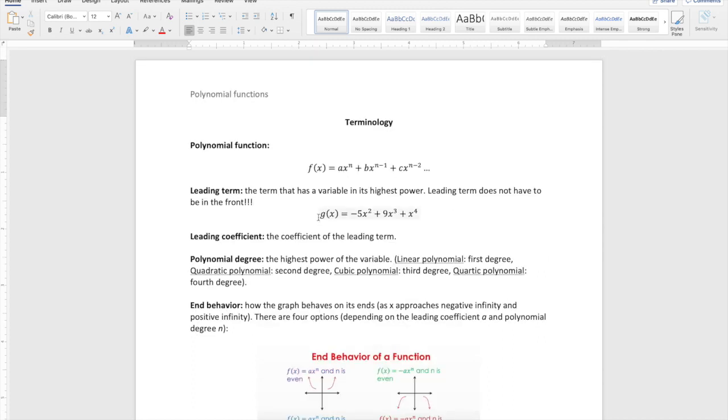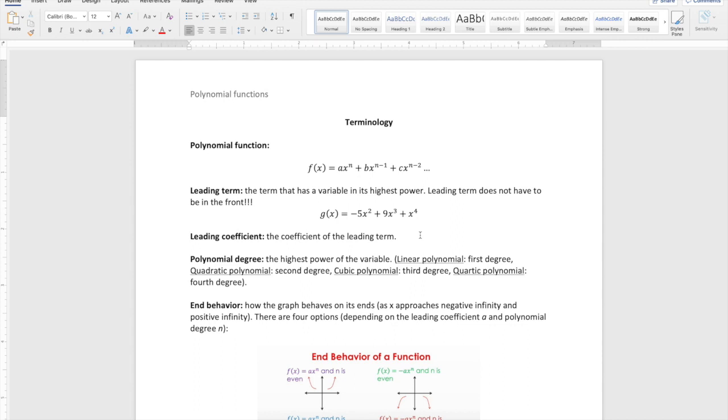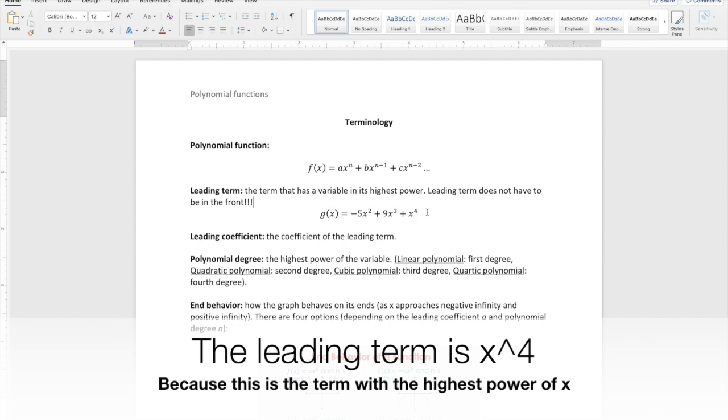So I want you to look at this quick example of function g of x, which is a polynomial function. It has three terms, the first one, the second one, and then the third one. And the question is, what is the leading term of this function? So what you're looking for here is the term with the highest power of x. And that is this last term, because that's the highest exponent that x has, x to the power of 4. The rest of them have x to powers that are lower than 4. So this will be the leading term, x to the power of 4.